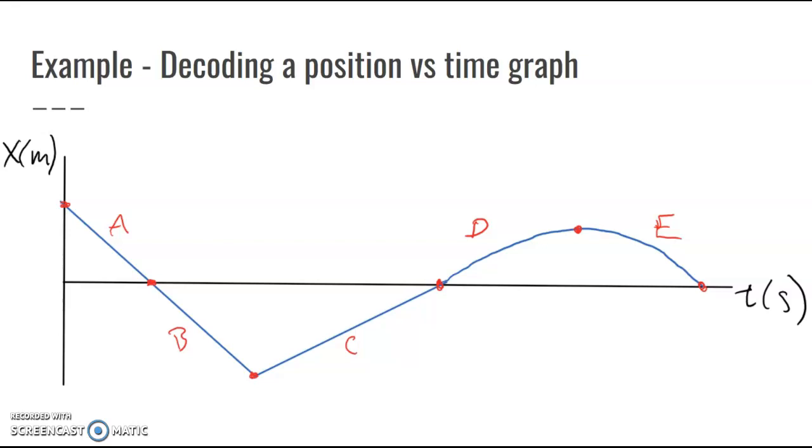So let's look at this position versus time graph and try to describe what's going on here in terms of words. Our object, whatever it is, starts at some positive location based on however we define our coordinate system, and heads towards some negative location. Let's say rightwards is positive. So our object starts at a positive location and is moving leftward in the negative direction.